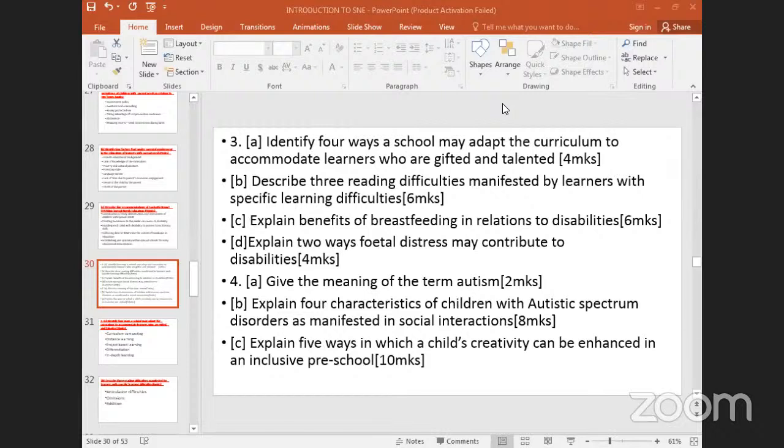The learner may skip some words while reading the passage. The skipping of some words while reading.